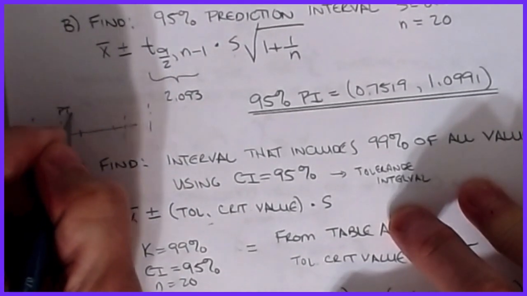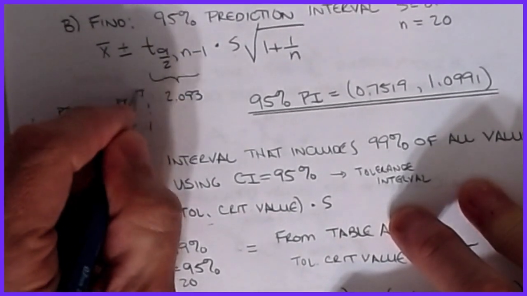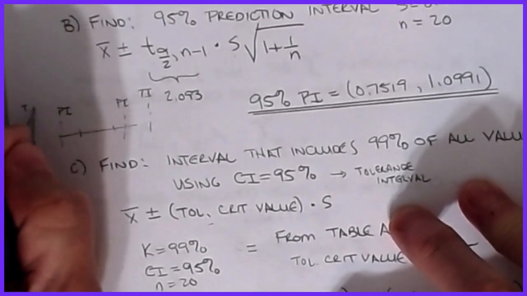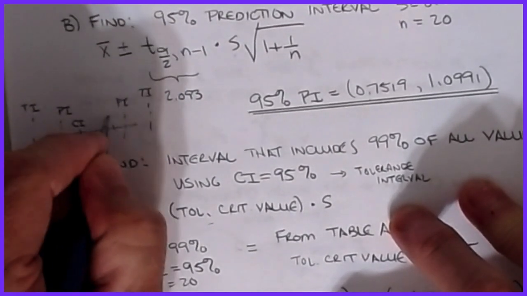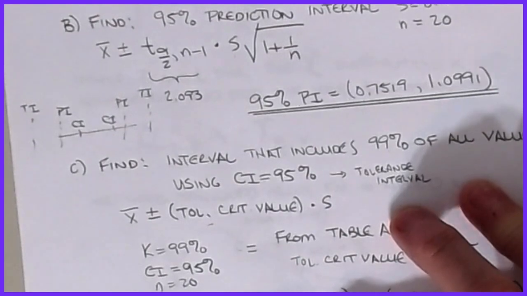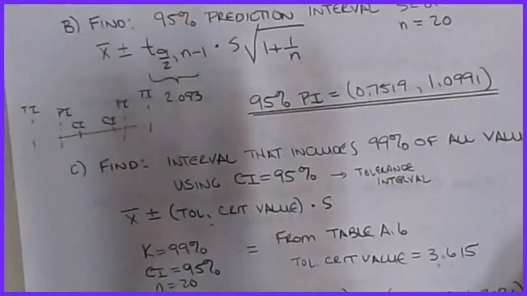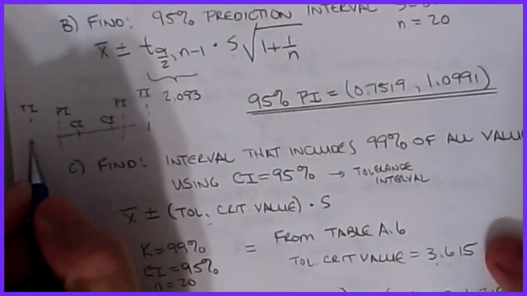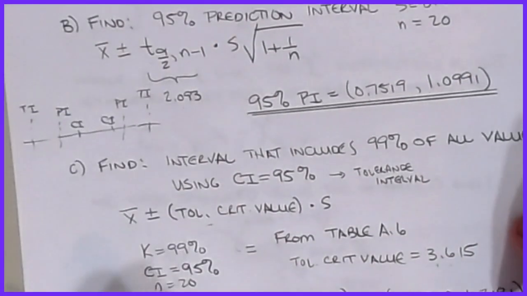So this is a PI, this is the PI, this is a TI, this is a TI, and this is a CI and a CI. And again, they were all 95% confidence intervals, but it spreads out quite a bit on that line, all right? Okay, so that's kind of the basics of it.